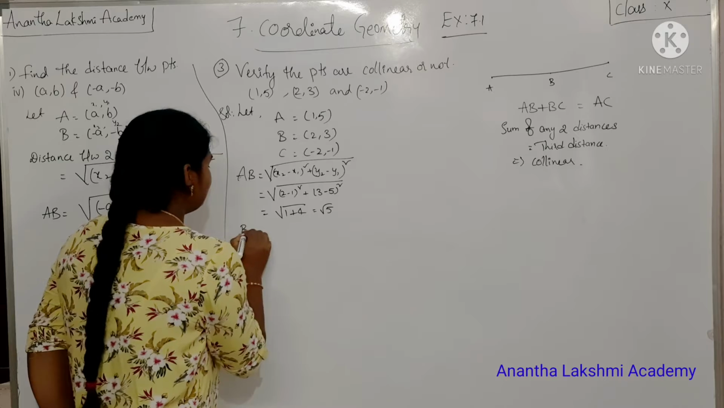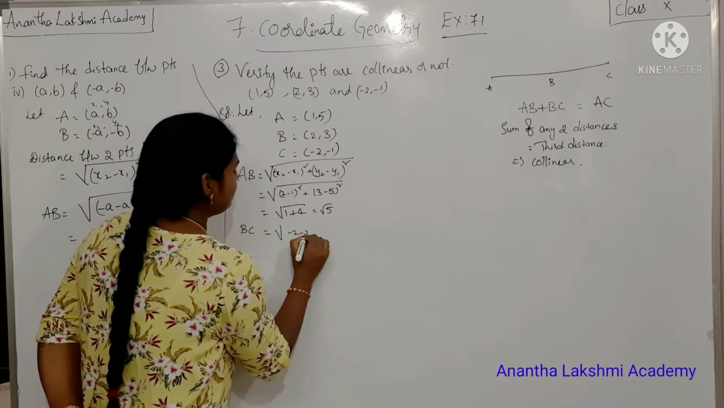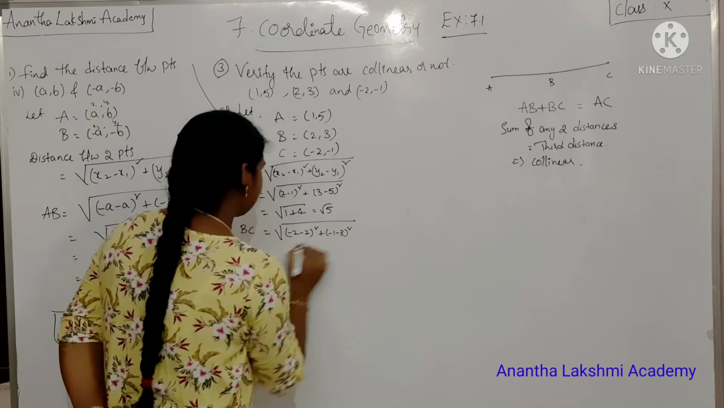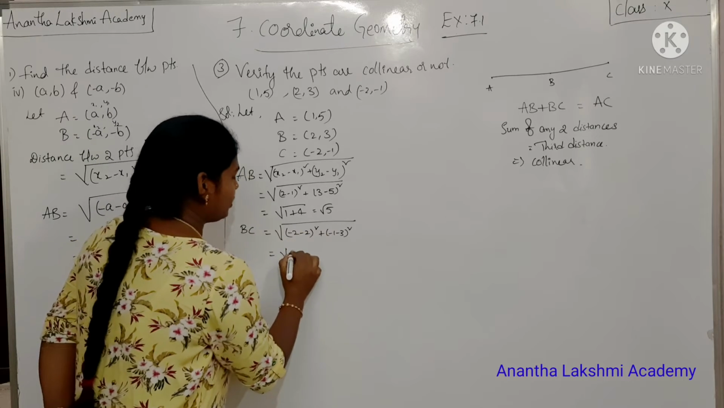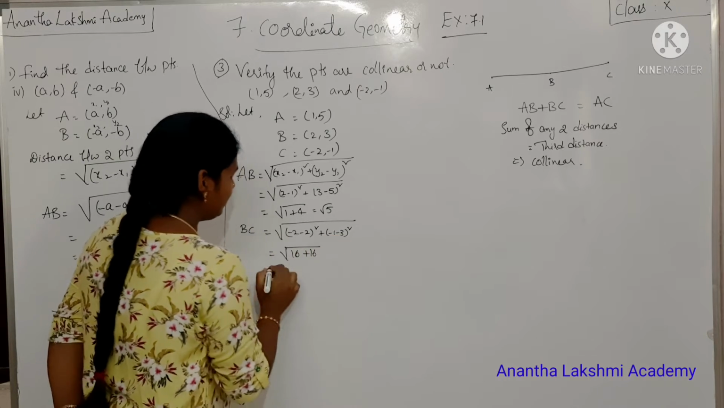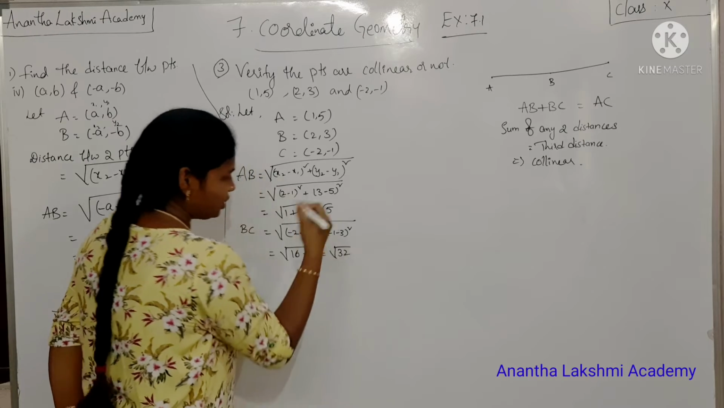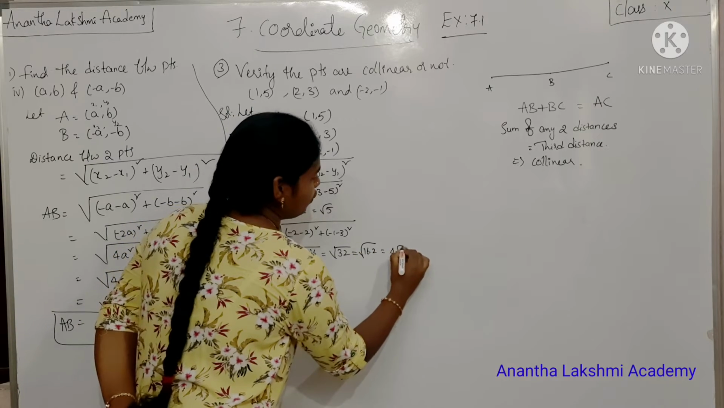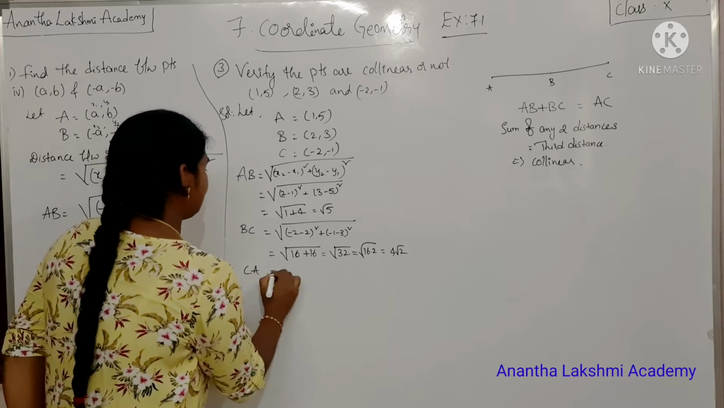So now BC, I am going to calculate BC. BC is nothing but minus 2 whole square plus minus 1 minus 3 whole square. Minus 2 squared is minus 4... nothing but 16. Minus 1 minus 3 is again 16. This is going to be under root of 32, which can be written as 16 into 2, that is nothing but 4 root 2.